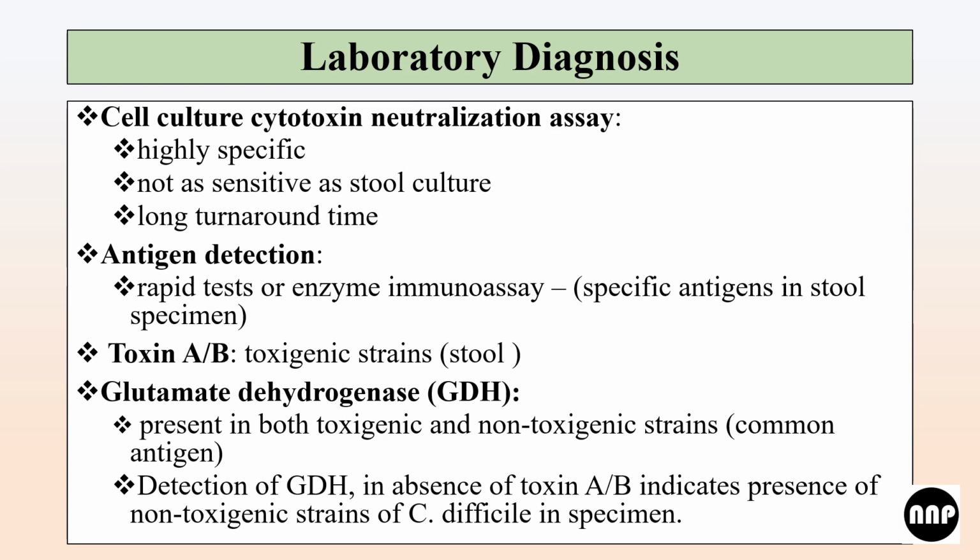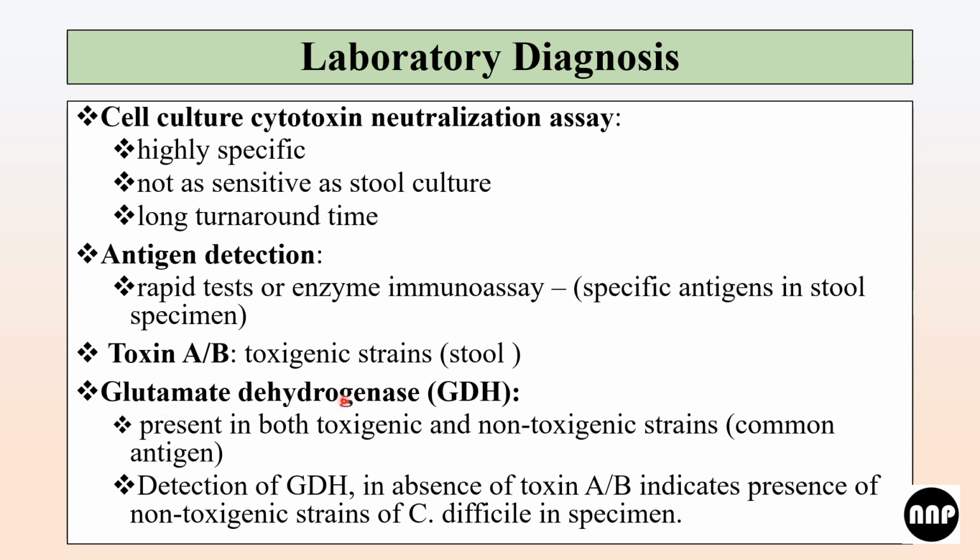Now we have cell culture cytotoxin neutralization assay. This is highly specific but not as sensitive as stool culture, and it has a long turnaround time also. Antigen detection: rapid test or enzyme immunoassay is used, which targets the specific antigens in stool specimen. Then toxin A and B, to find the toxigenic strains.